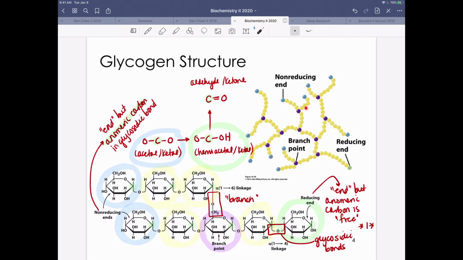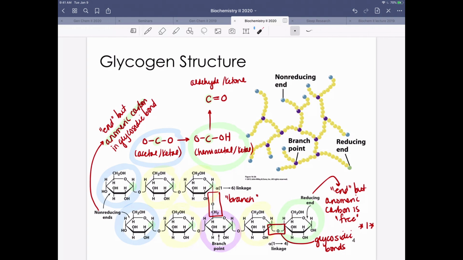And then the rest of these nondescript yellow spheres, these yellow glucose residues, just represent the standard, I'm in the middle of a glycogen polymer just linked with alpha-1,4 glycosidic linkages residues. So lots of those in a glycogen polymer. Most of glycogen's glucose exists as these ones that are just in the middle, just alpha-1,4 linked glycosidic bonds with these glucose residues.